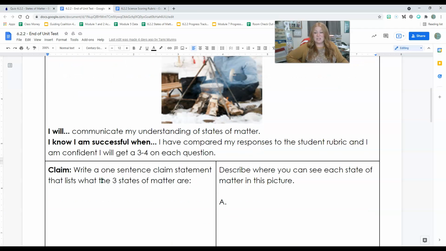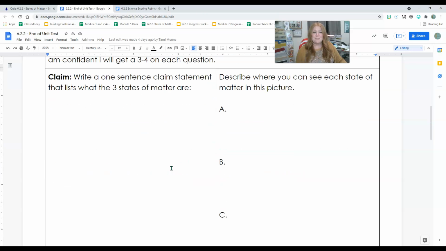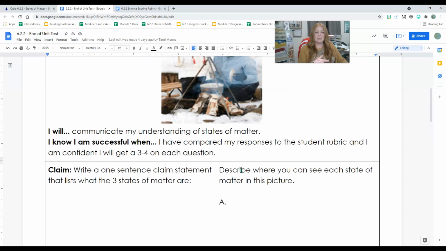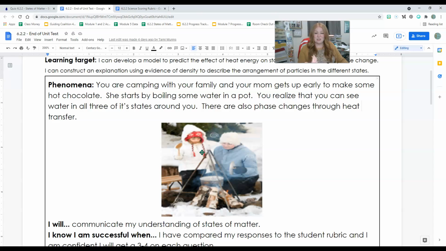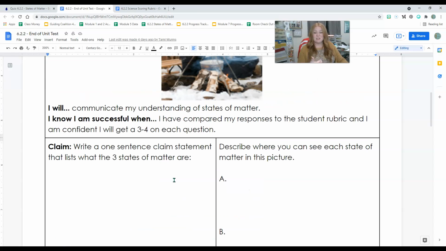Okay. And so you need to be able to tell me about what is happening in this picture through several different questions. First, you need to write a 1-sentence claim statement that lists what are the 3 states of matter. And then you're going to describe where you see the state of matter in this picture. So looking at this picture, what are the 3 states of matter in a sentence? Where do you see those?